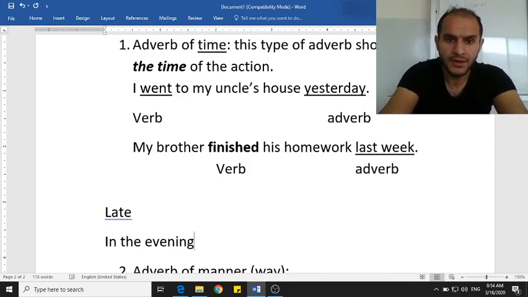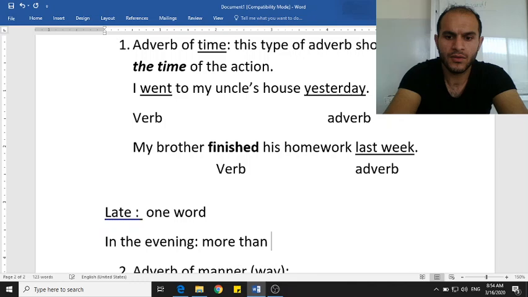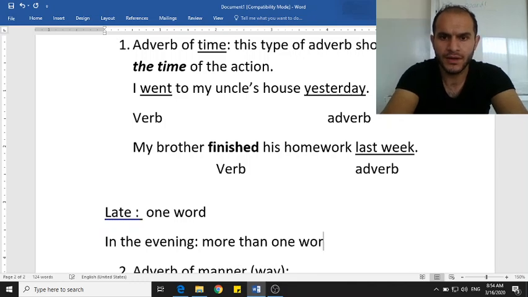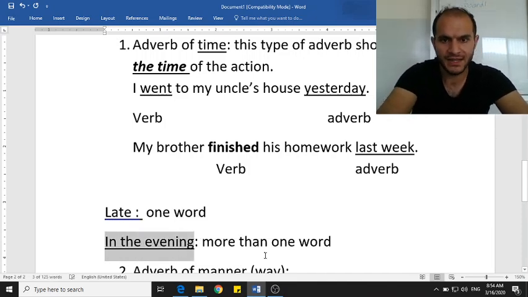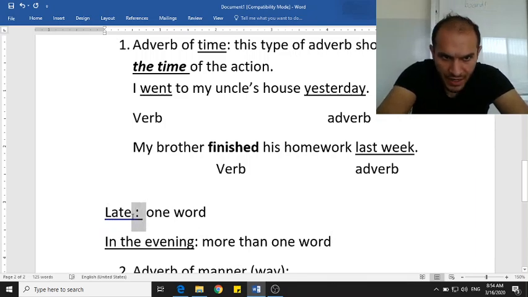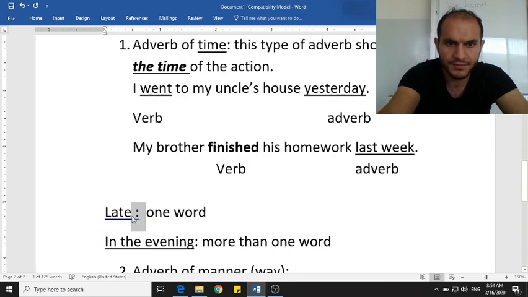So here we have an adverb that is one word. Adverbs could be one word, and they also could be more than one word. The important thing is that they describe what? The time. They describe the time of the action. This is why it is important. All of this phrase here is an adverb. But it doesn't matter as long as it describes what? It describes our verb. So it doesn't matter.